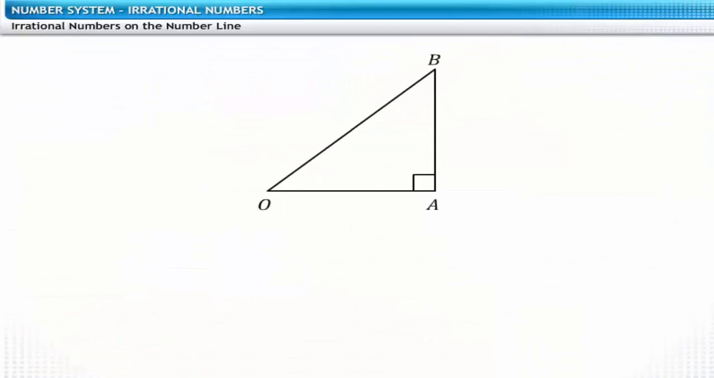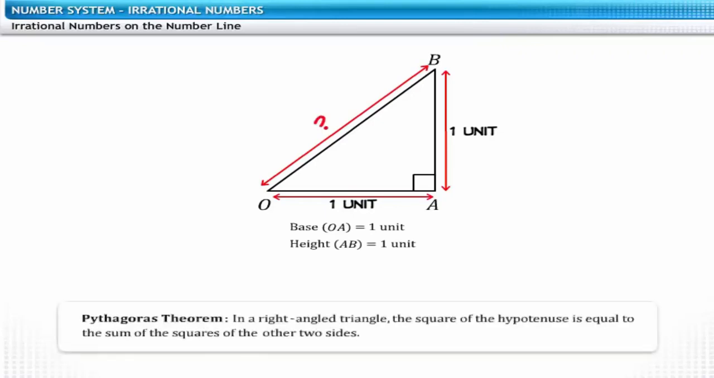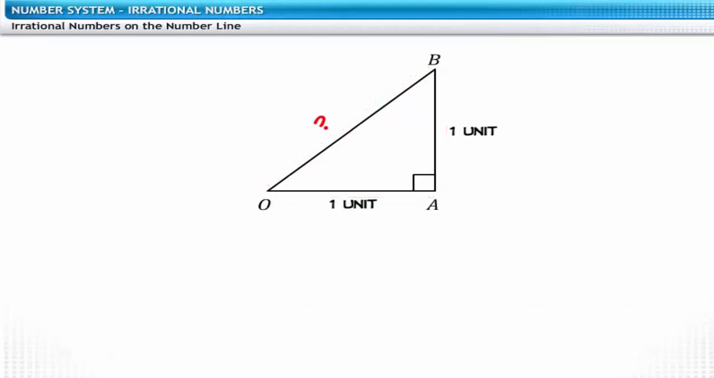Consider a right-angled triangle OAB. Its base OA and height AB are 1 unit each. Here we need to find the hypotenuse OB. Recall the Pythagoras theorem that states, in a right-angled triangle, the square of the hypotenuse is equal to the sum of the squares of the other two sides. Applying this theorem to triangle OAB, we get this equation. On substituting the values of OA and AB, we get OB square is equal to 2. Therefore, OB is equal to the square root of 2.